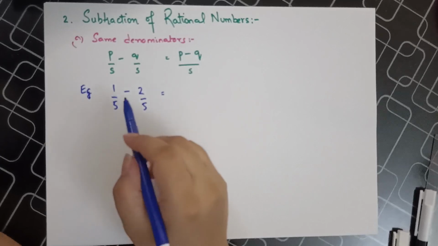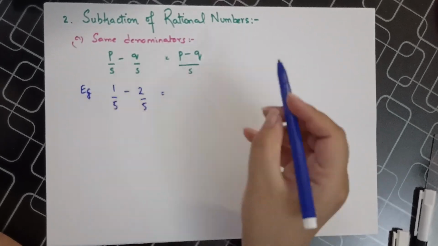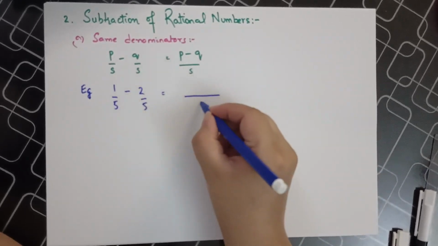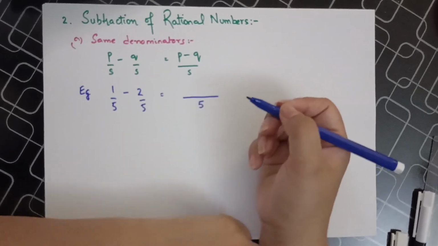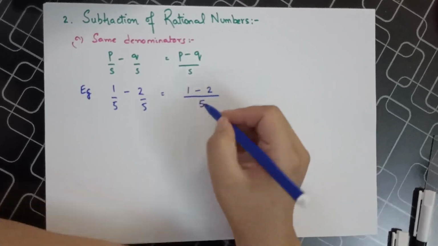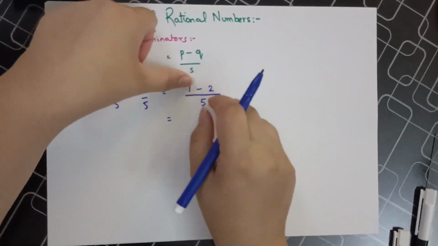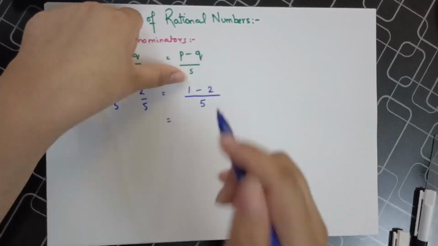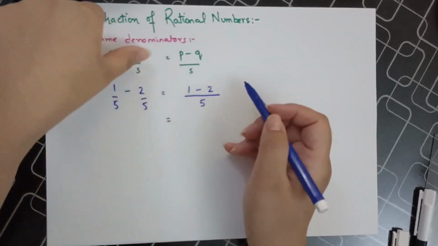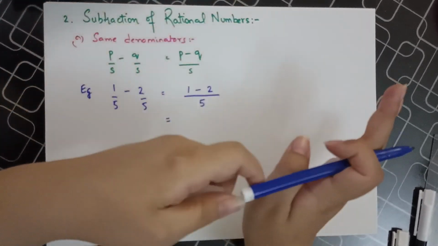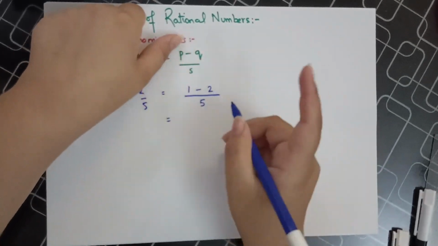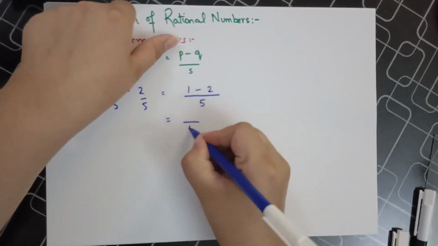For example, we have 1 upon 5 minus 2 upon 5. Since the denominators are the same, we write the denominator as common and write the numerators like this, 1 minus 2. Now a subtraction is happening between 1 and 2. For your own convenience you can do 2 minus 1. When you subtract 1 from 2, it will be 1. The denominator will come as it is.